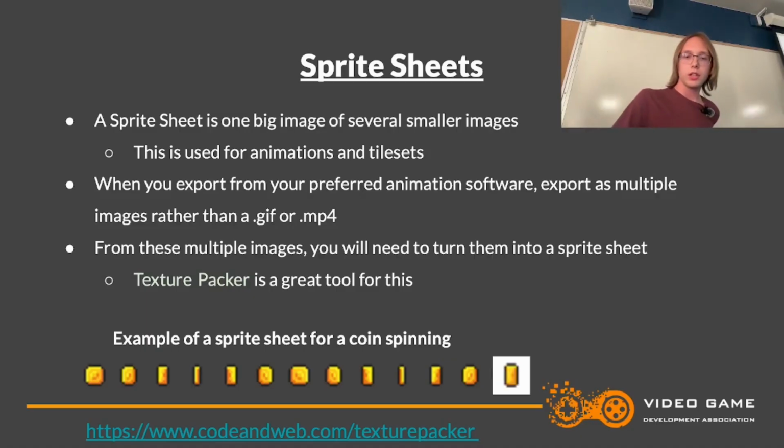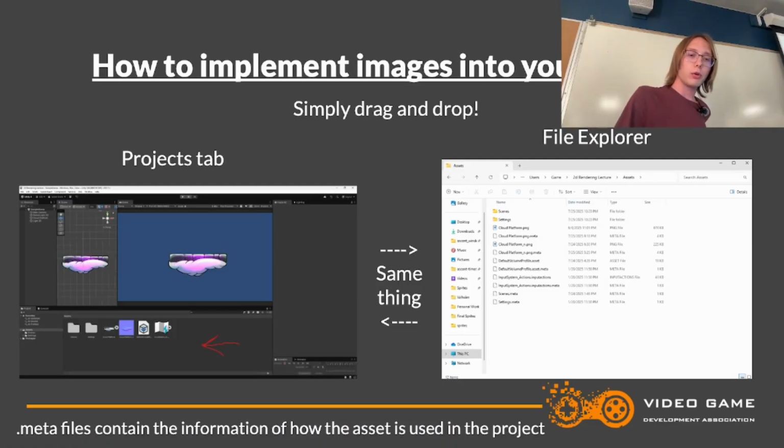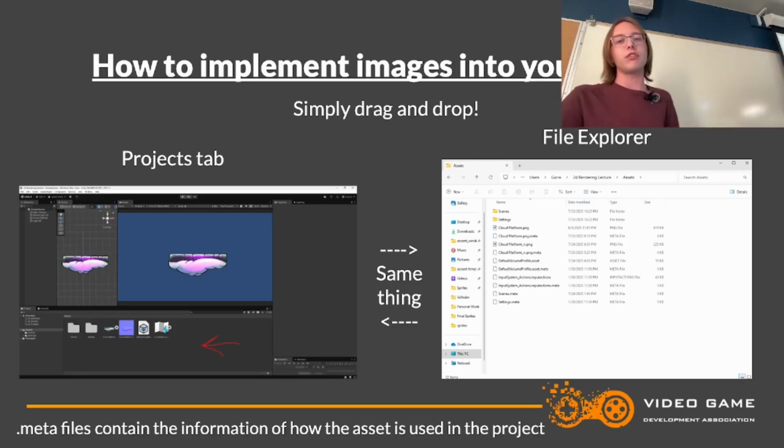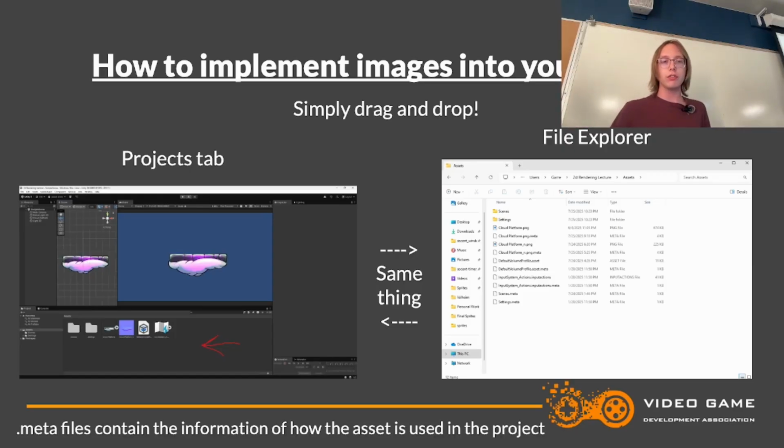Very simple. How to implement your images in the project is also very simple: drag and drop. The File Explorer and the Projects tab are basically the same thing. The only difference is I would recommend you drag into the Projects tab as opposed to the File Explorer, so that Unity can automatically do its stuff right away. Also, just ignore the .meta file stuff. That's just Unity backend stuff.